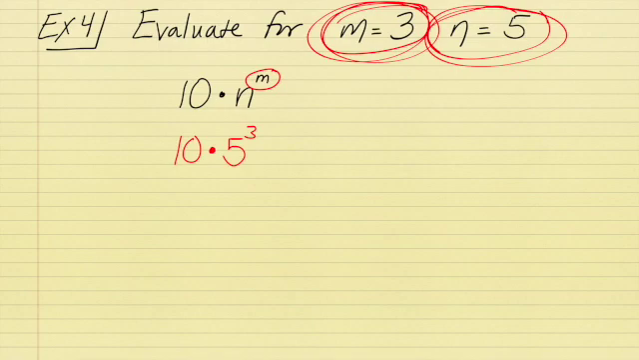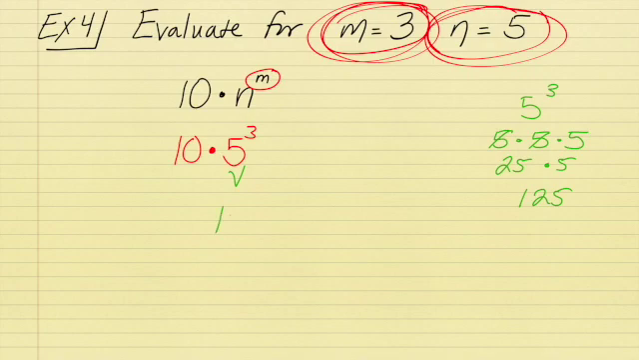So PEMDAS says I have to do my exponent before I can do the multiplying. So off to the side, I'm going to do my 5 to the 3rd power, which is 5 times 5 times 5. 5 times 5 is 25 times 5. 25 times 5 is 125. So 5 to the third power ends up being 125.